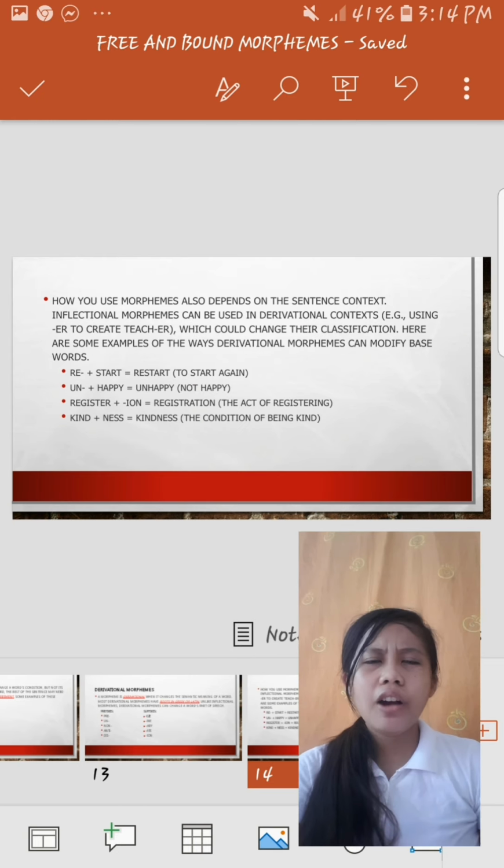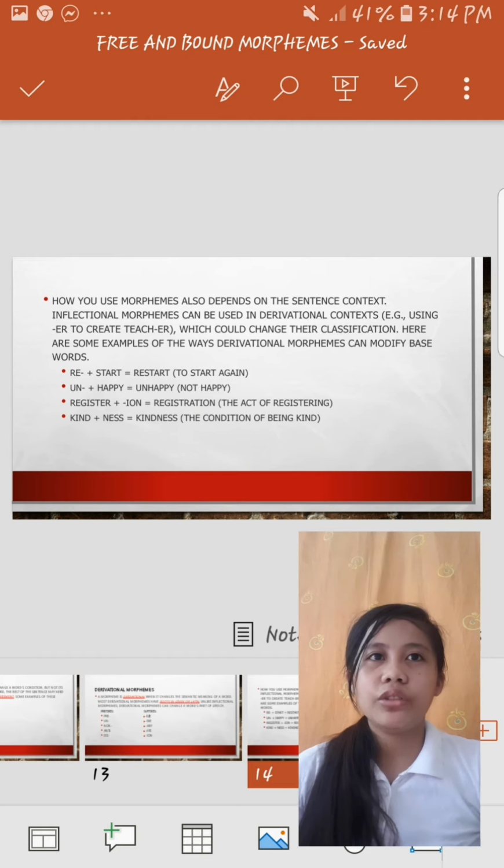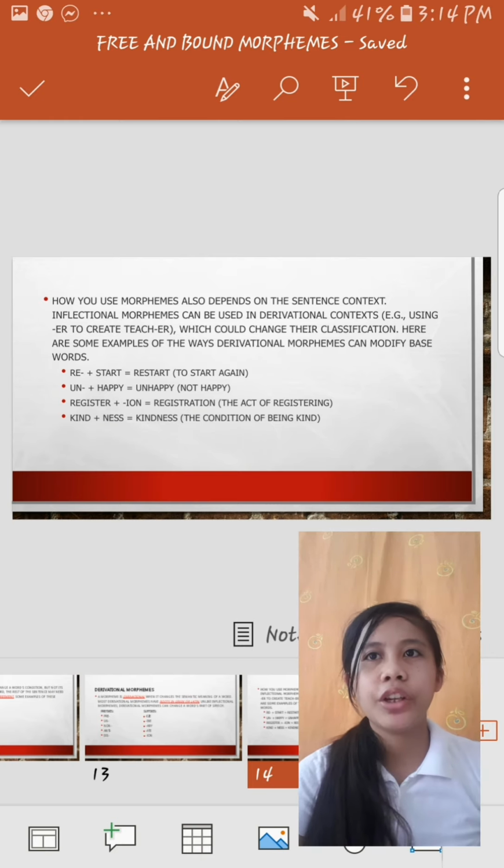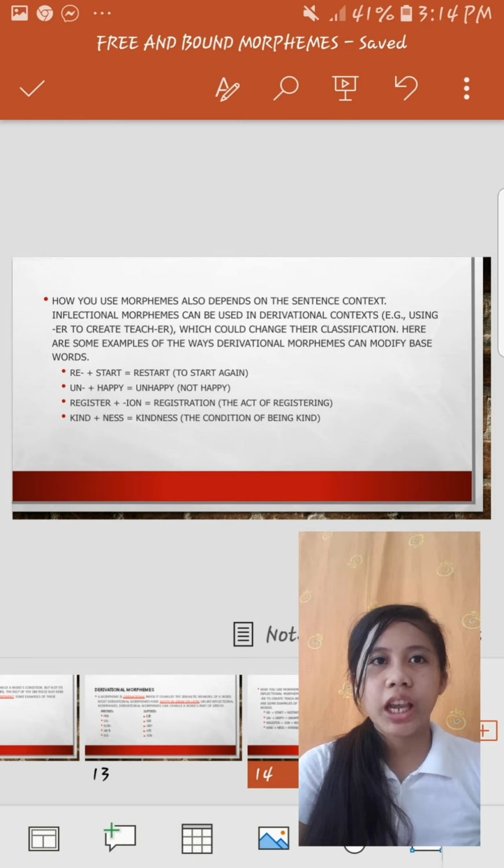Okay, so how you use morphemes also depends on the sentence context. Inflectional morphemes can be used in a derivational context. For example, using er to create the word teacher, which could change the word's classification.